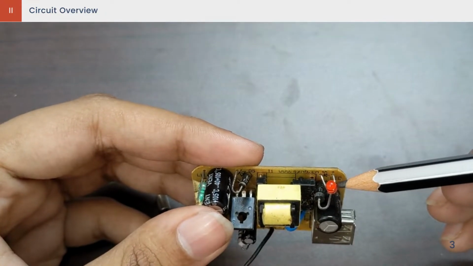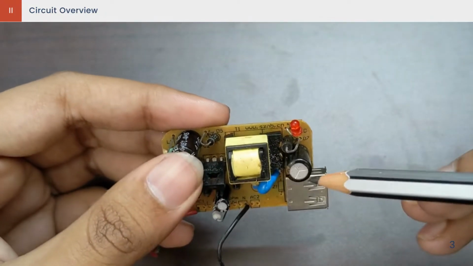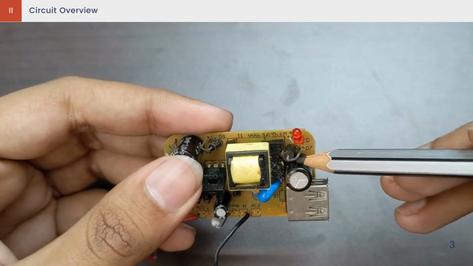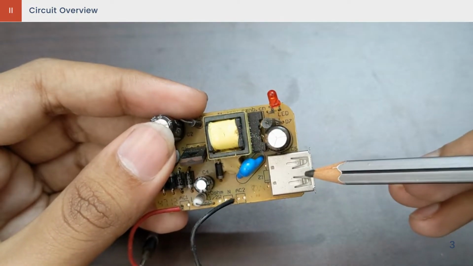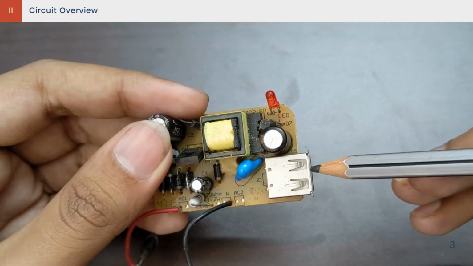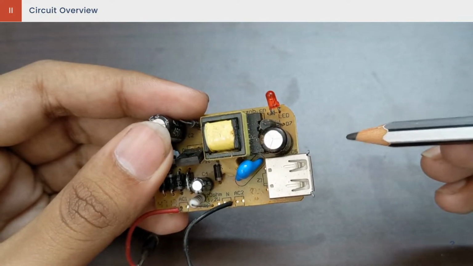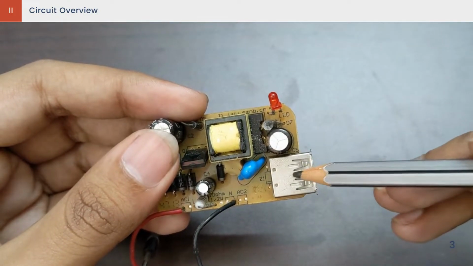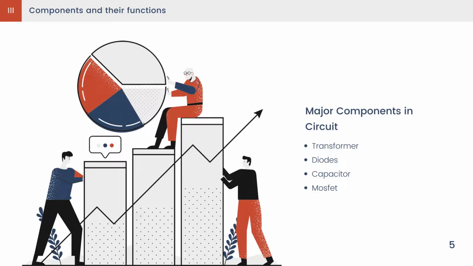This is an LED light, which tells us if we are charging or not. This is also a capacitor. This is also a diode. This thing here is a USB socket, which is going to be connected to our phone. This is the output port of this circuit. The major components in the circuit are the transformer, diodes, capacitor and MOSFET. We are going to discuss all four of them in detail in the upcoming slides.